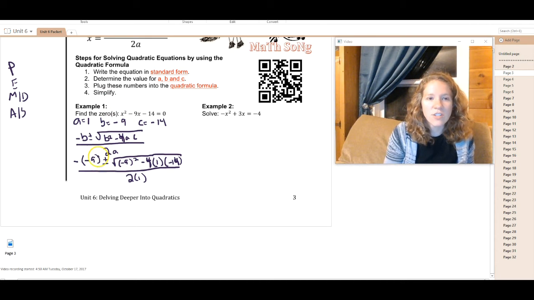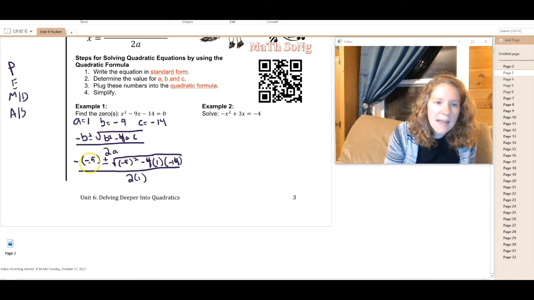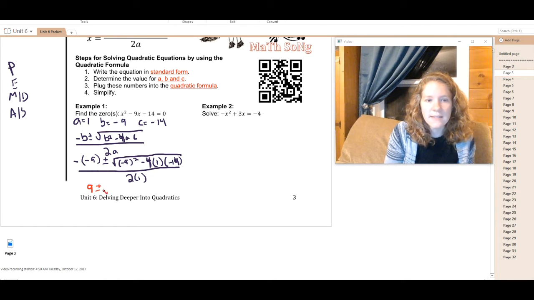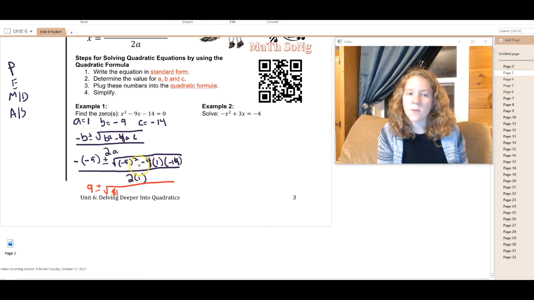So what I usually do is on the first round, I go through and if I've got two negatives here, then negative times negative 9 gives me positive 9. And then plus or minus, I go ahead and take care of that exponent. Negative 9 squared is positive 81. And then I can go ahead and do this multiplication.